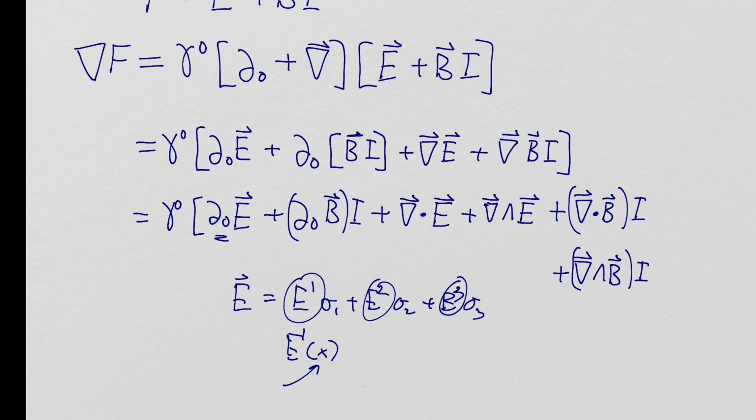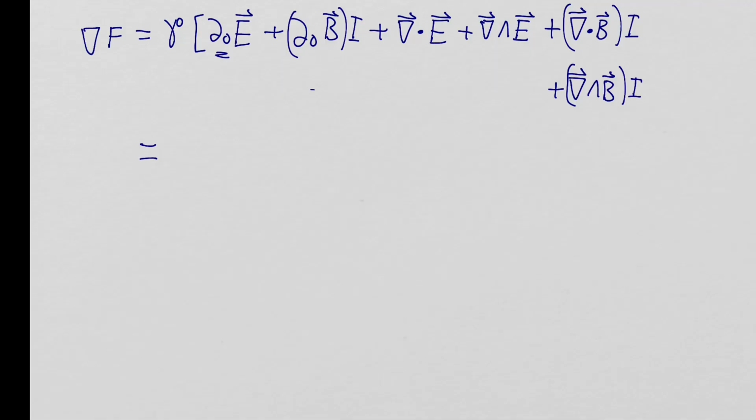Okay, so what next? The next step is going to be to rearrange this so we isolate all the terms that are duals, meaning we take all the factors with the pseudoscalar to the right, and we replace all of the wedge products with cross products.